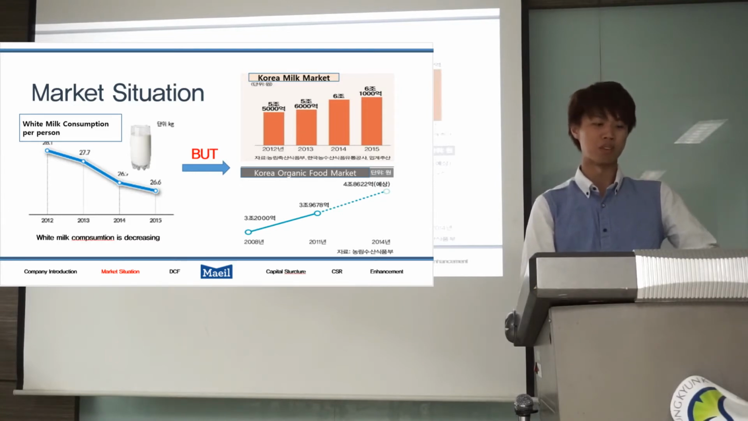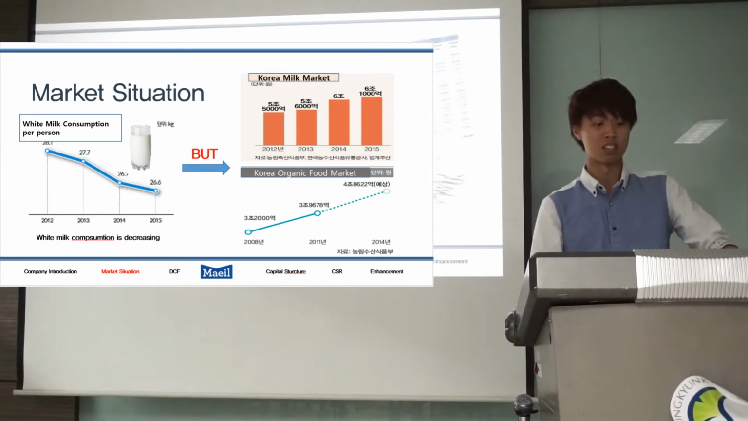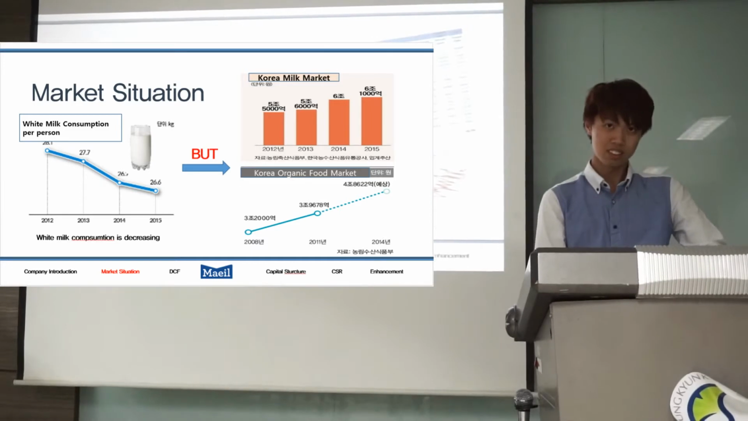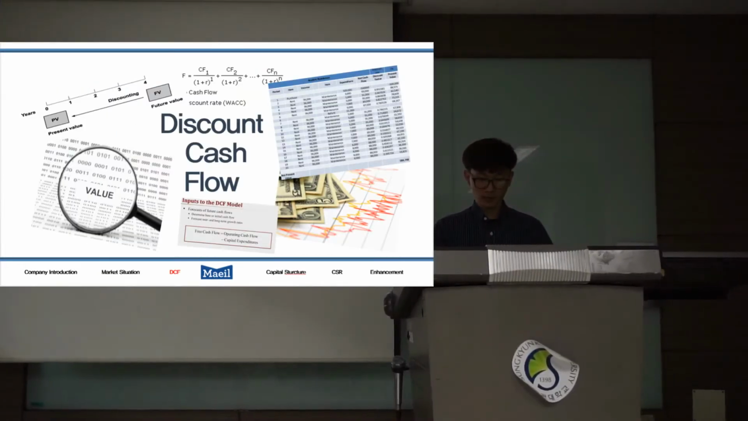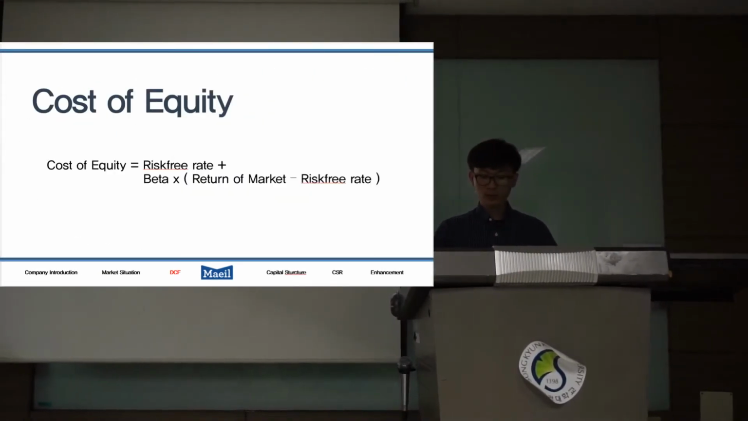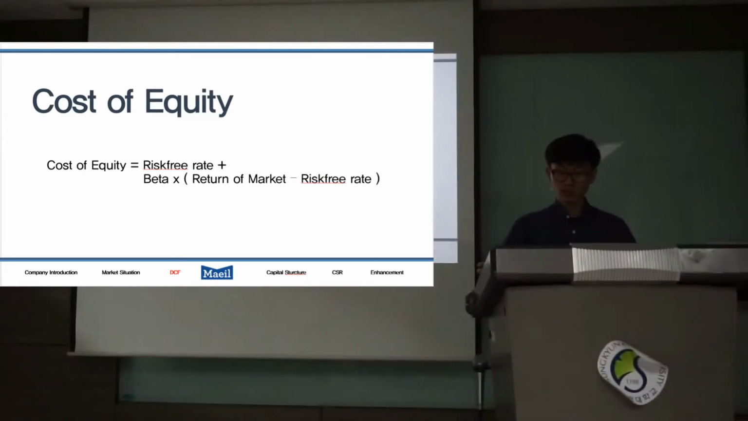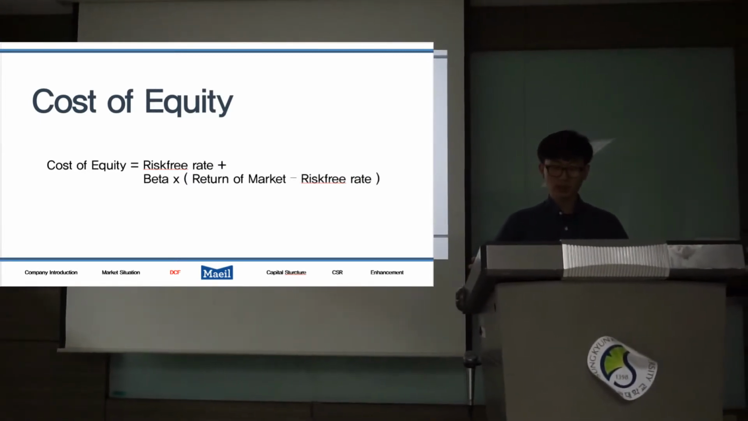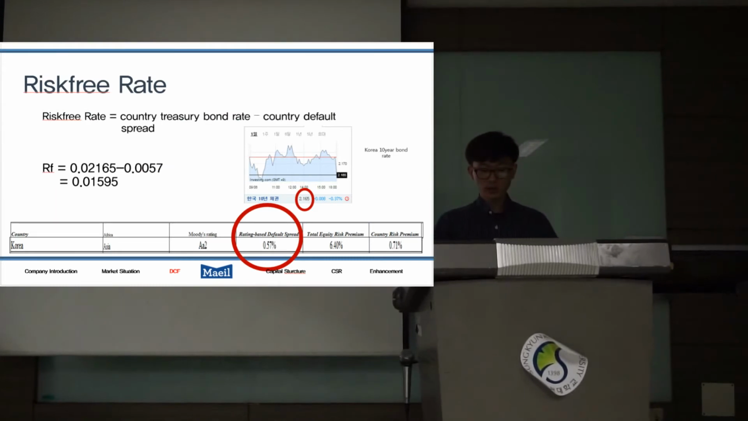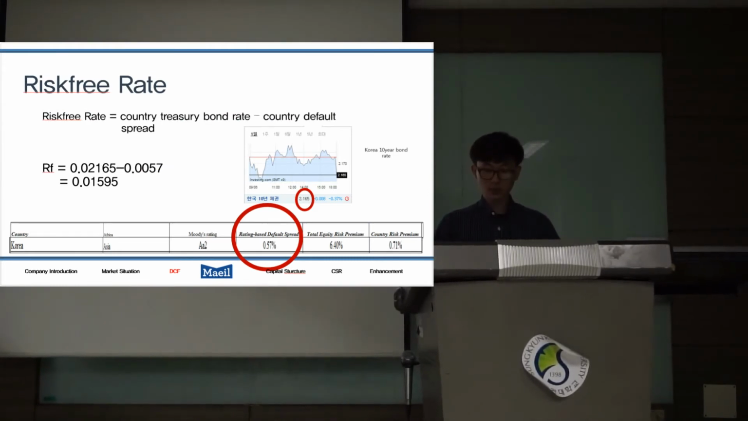Next we will start analyzing the stock. The WACC model of DCF: to get the cost of equity, the risk-free rate, beta, and risk premium are needed. Korea's country bond rate is AA. Therefore, we need to subtract the default spread from it. So the risk-free rate is 1.59%.